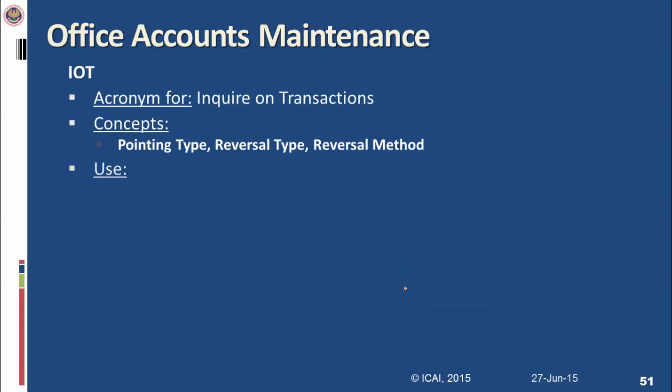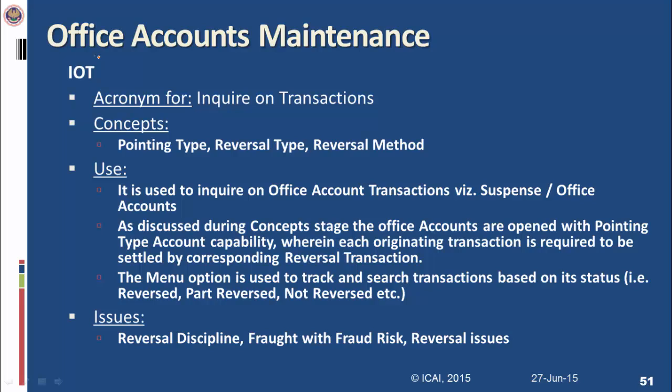Under office account maintenance, there is an important command which we have also discussed, that is IOT, inquire on transactions. At the concept stage, we understood the pointing type and the reversal type, that is fully reversed, partly reversed, or not reversed. Reversal method means whether we are reversing directly from office account to office account, or from the office account to the operative account. It is used to inquire on office account transactions.